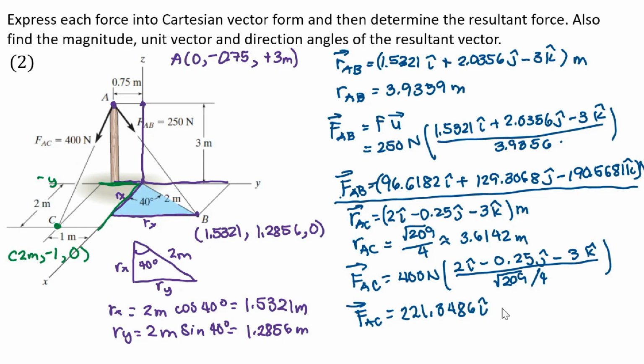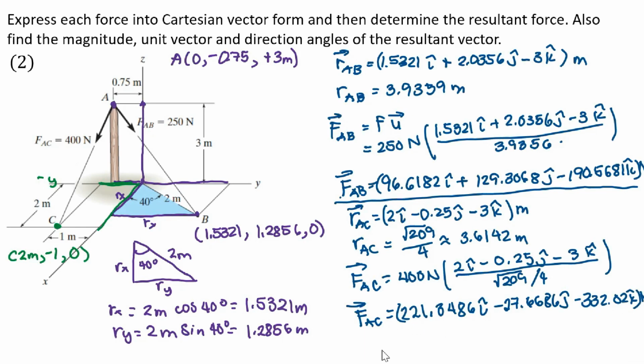So this is equal to 221.3486 i hat minus 400 times negative 0.25 divided by the square root of 209 over 4. So that will be negative 27.6686 j hat. And lastly, 400 times 3 over the square root of 209 over 4. That is negative 332.02 k hat. And that will be in Newton.